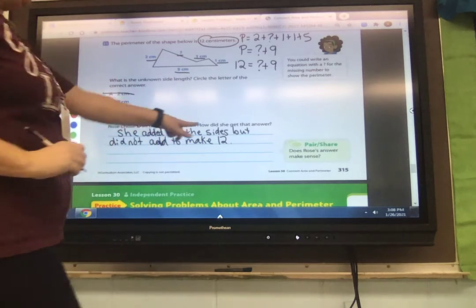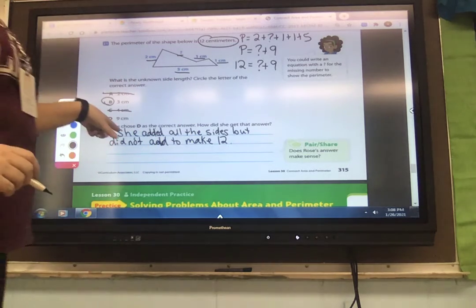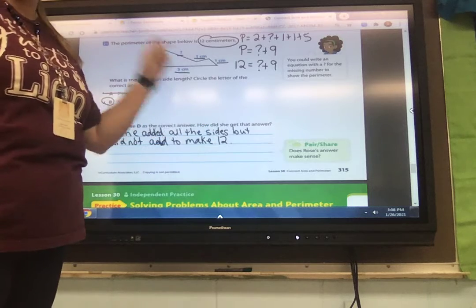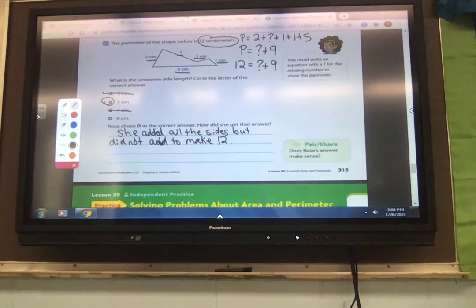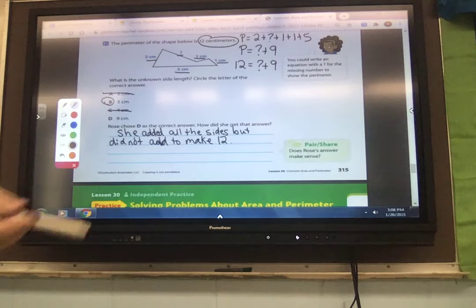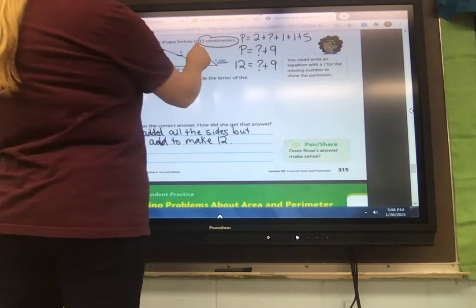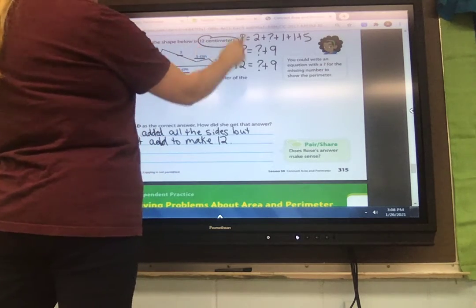She added all the sides, but did not add to make 12. Once she added and got 9, she stopped. You have to add to that 9 because our perimeter had to be 12, not 9.